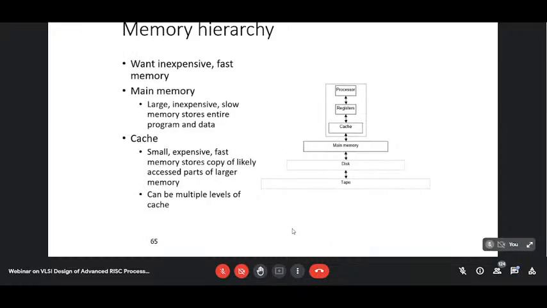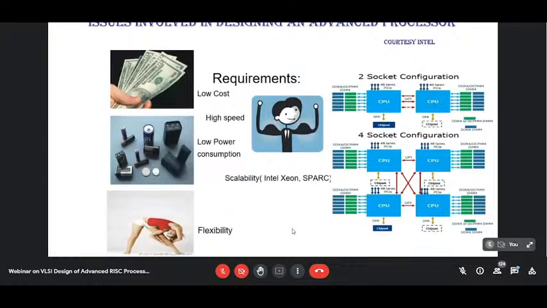And memory hierarchy I have already discussed. So, within the processor, registers are the first memory, then the cache, then the main memory, then the disk. So this is the memory hierarchy. Okay. Now we'll go for designing the processors, understanding the memory and the registers, and how the data can be transferred. We're slowly going towards designing an advanced processor.